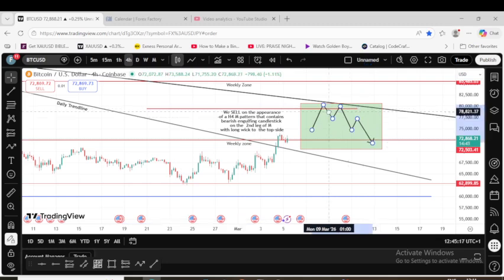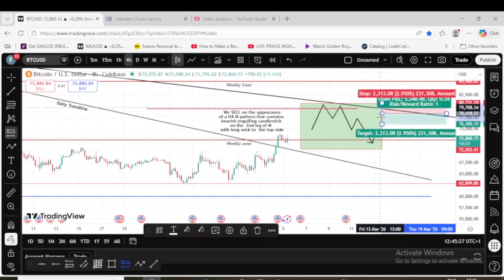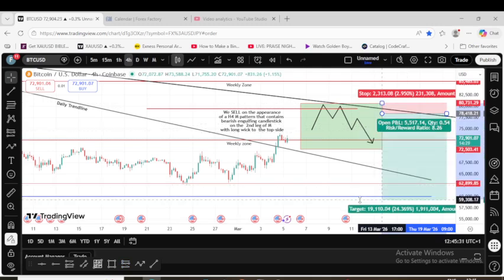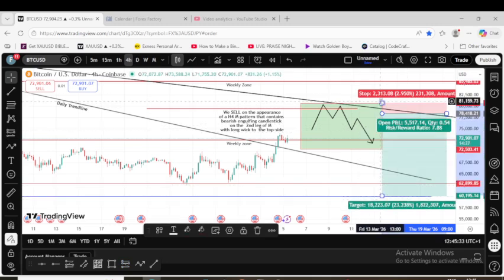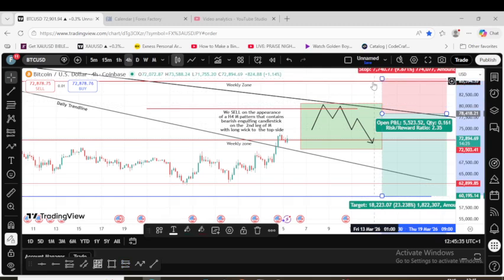Okay, so this is what we're expecting, and I'll be taking a sell trade, a short position, at least down to here, with my stop something like this.